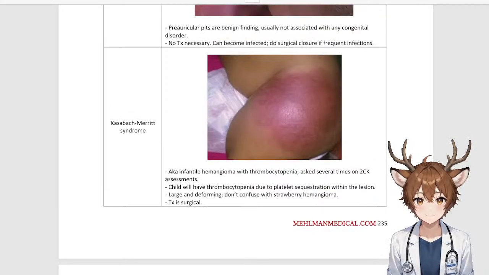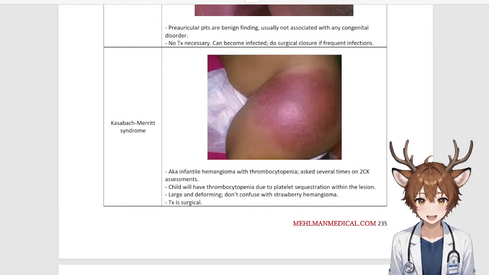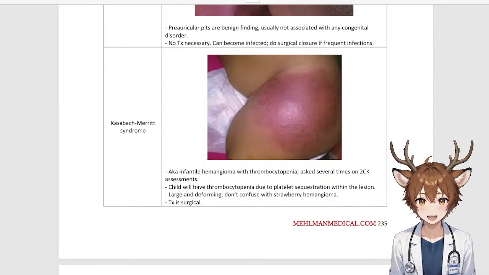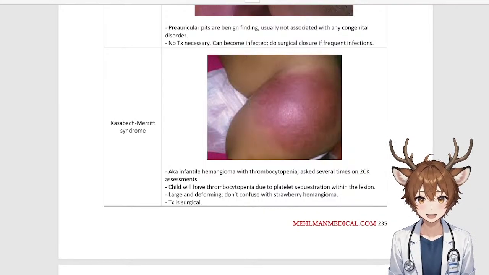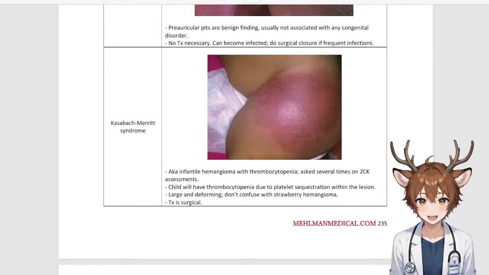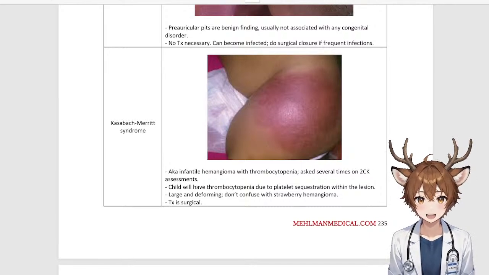Okay. Kasabach-Merritt syndrome, aka infantile hemangioma with thrombocytopenia, asked several times on 2CK assessments. Child will have thrombocytopenia due to platelet sequestration within the lesion, which is large and deforming. Do not confuse with strawberry hemangioma. The treatment is surgical.